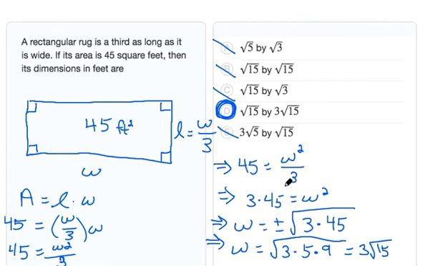Now, if we did want to confirm or verify that the other dimension would just be square root of 15, our W is 3 square root of 15, and if we plug in for L, we're going to divide that out by 3, and the 3s would end up canceling. So it does work out either way, but we don't actually need to find the length in order to answer this question. So our final answer choice is D. Our dimensions are square root of 15 by 3 times square root of 15.